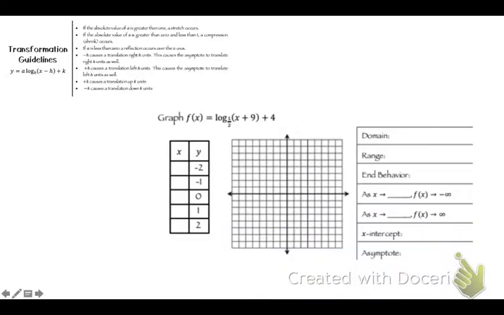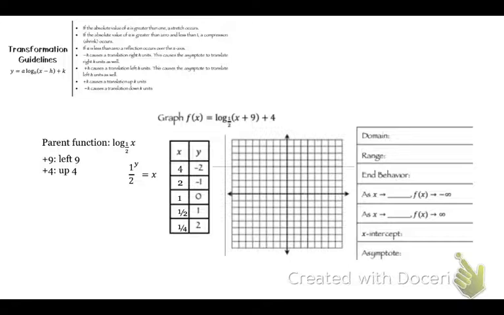Cool. This one, our parent function is 1/2 to the x power. It went left 9 and up 4. So let's see. Left 9, up 4. Sorry, I did this in a backwards order. Now I would fill out the table. So we have 1/2 to the y power equals x. So that's going to be 4, 2, 1, 1/2 and 1/4.